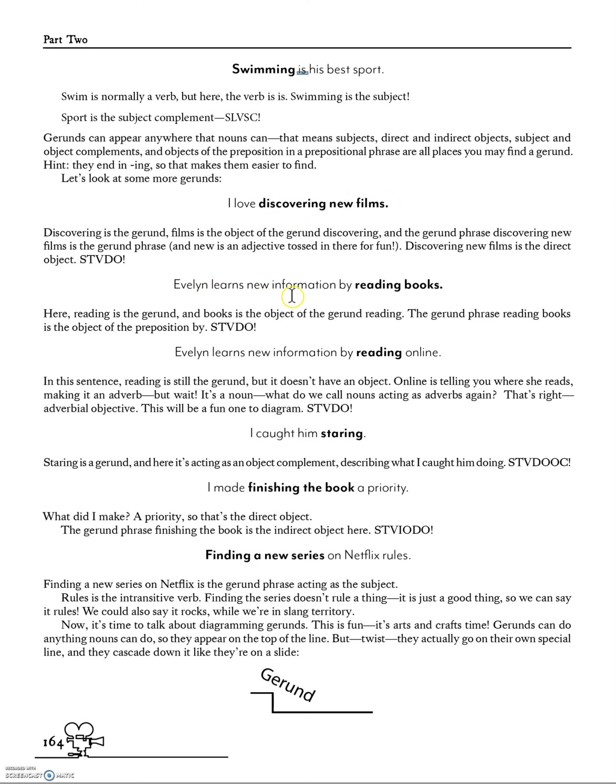Or we might say Evelyn learns new material by reading books. So this is a prepositional phrase. But how does she do it? By what? By reading, right? So reading is my gerund, books is the object of the gerund, so that gerund phrase is the object of the preposition by. So even though books is the object of the gerund, that's only within the gerund phrase, and then within the prepositional phrase that's a part of, this whole thing, reading books, is the object of the preposition.